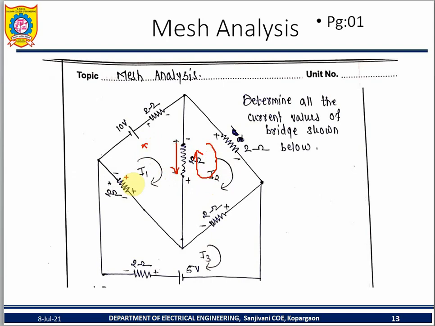Coming to here, similarly it is common. What about the flow of current? My current is going in this direction. What about this room's current? It is coming in the opposite direction. So I'm standing here, first priority I1 minus I3. So that is how you want to write.